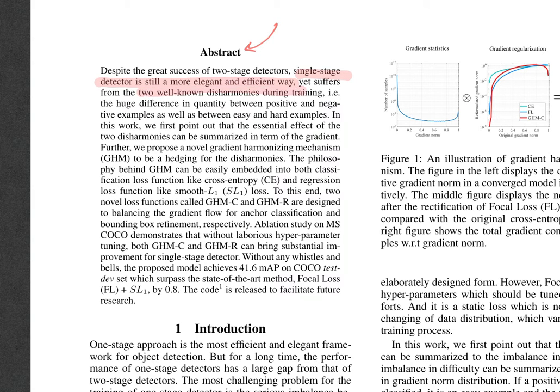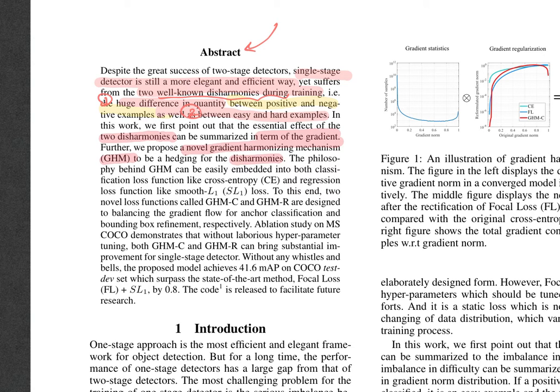So one of the key problems in single stage detectors is the disharmonies during training, namely the imbalance between the quantities of positive and negative examples as well as easy and hard examples. In this paper, first of all, they represent these two disharmonies in terms of gradient. And then they propose a novel gradient harmonizing mechanism, or GHM, to deal with these disharmonies.